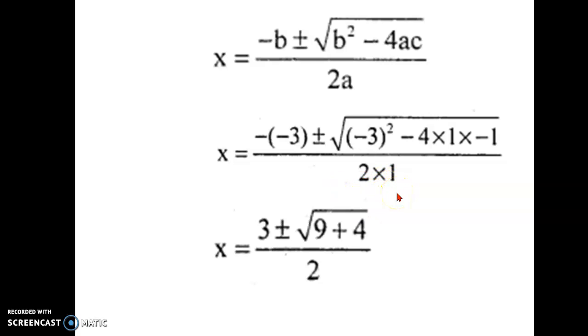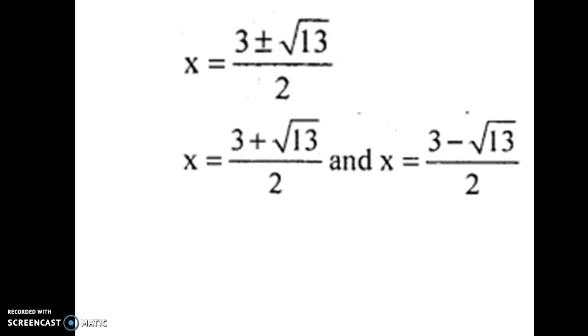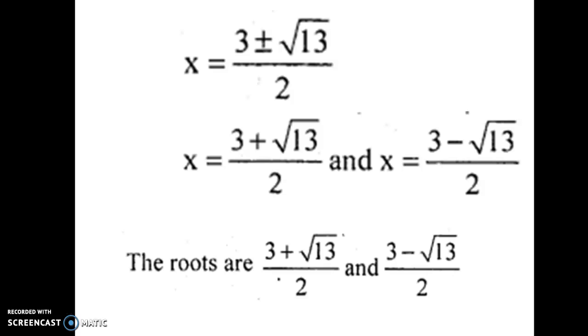Okay. So after simplifying, minus into minus is plus. So I'll get simply 3, and minus 3 square, minus 3 into minus 3 is 9. And here minus 4 into 1 into minus 1. So minus 4 into minus 1 is plus 4, minus into minus is plus. So plus 4 I will get. Okay. Then divide by 2. So it can be further simplified as 3 plus or minus root 13 by 2. So this can be written like this, plus separately and minus separately. So these two are the roots of the given equation.